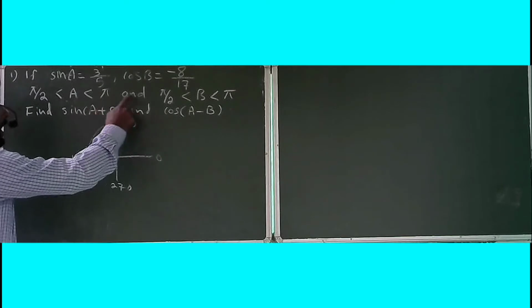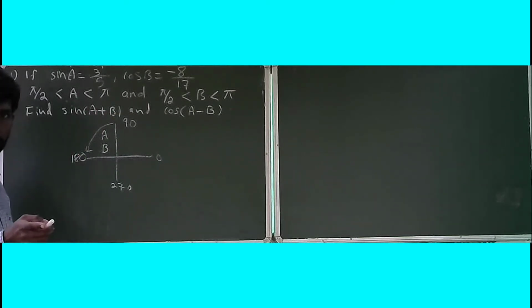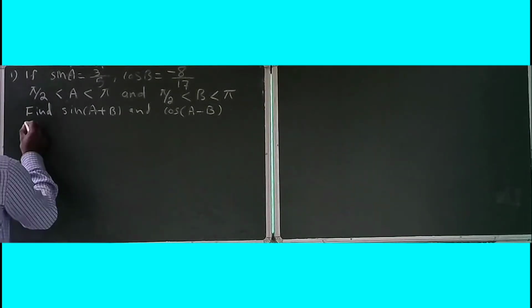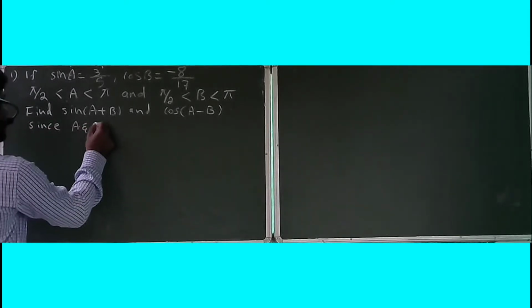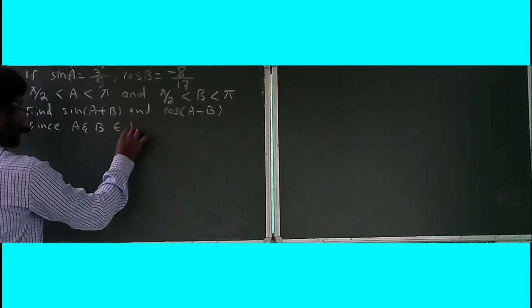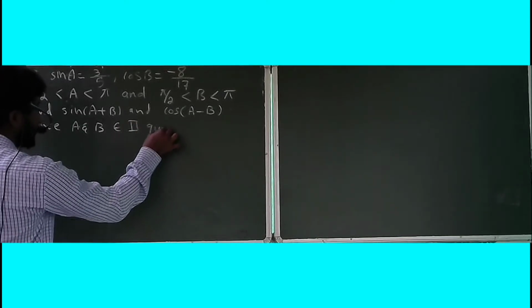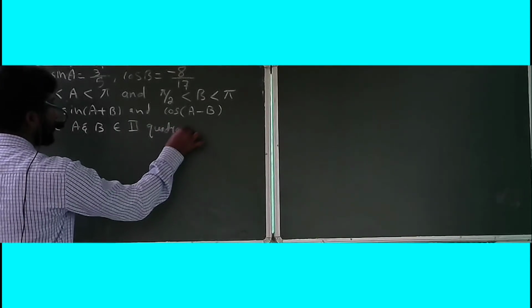Since in the question A and B belong to the second quadrant, while calculating the values, your sine value only remains positive. Then cos value and all other trigonometric values are negative. Now see, here I'll write, since A and B belong to second quadrant. Clear why second quadrant? Because 90 degree to 180 degree is given.